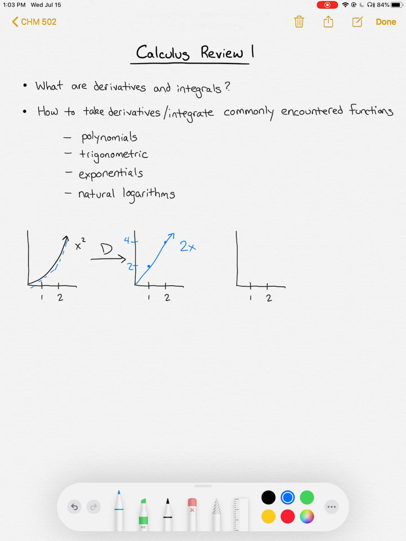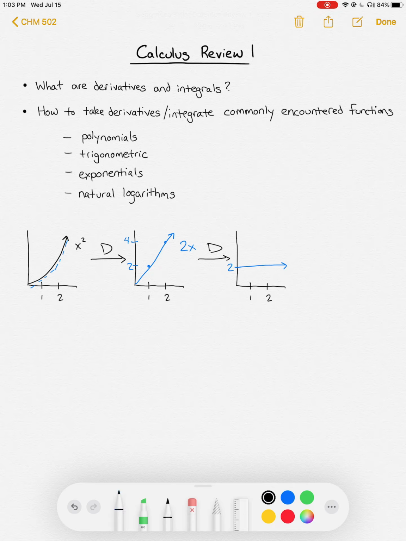We can do the same thing here. So if we take another derivative going this direction, we can find the slope at every given point along this line. And what you'll discover is that the slope at every single point is going to simply be 2 because it's just a line, y equals 2x. So that's going to give us y equals 2 as our derivative of 2x.